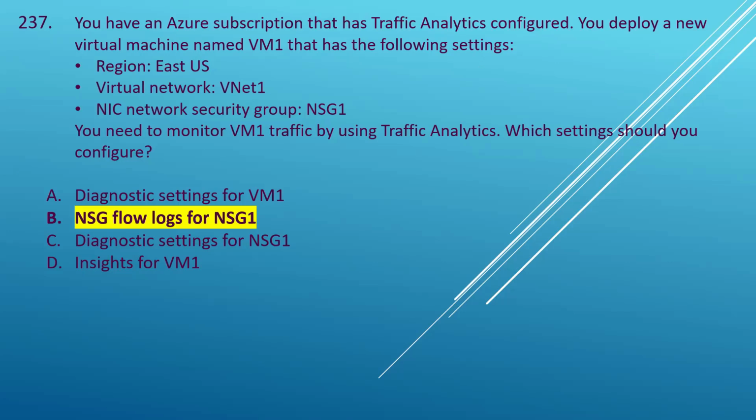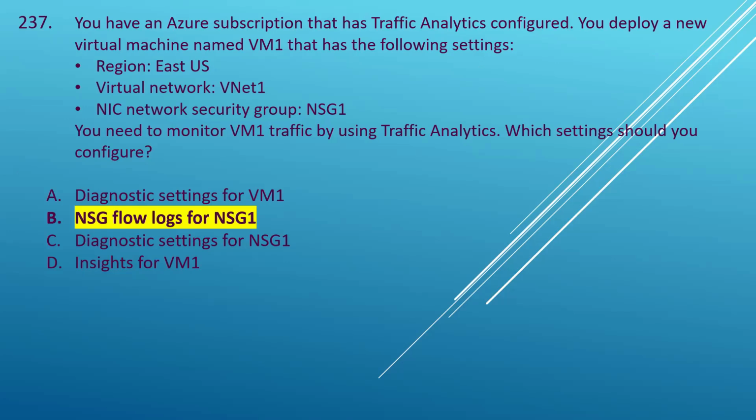NSG flow logs are a feature of Azure Network Watcher that allows logging of information about IP traffic flowing through a network security group. This data can be used by traffic analytics to analyze network traffic in your environment. By enabling NSG flow logs for NSG1, the network security group associated with VM1, you would be able to monitor the traffic of VM1 using traffic analytics.